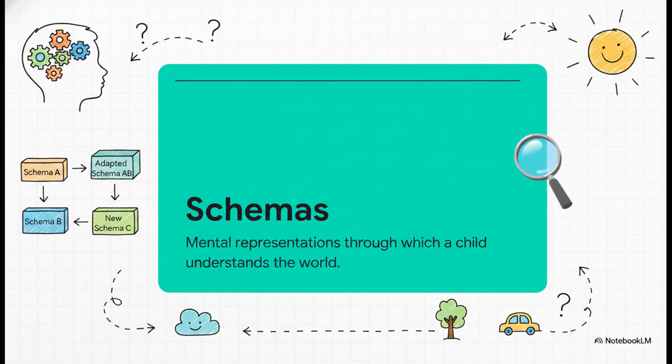And that brings us to this fascinating concept of schemas. Think of a schema as a mental building block, or like a folder in a filing cabinet. They are the mental representations a child uses to make sense of the world. Say a toddler has a schema that all 4-legged animals are dogs. Well, what happens when they meet a cat? Suddenly, they have to adapt. As kids experience new things, they build intelligence by either tweaking their existing schemas or creating brand new ones.